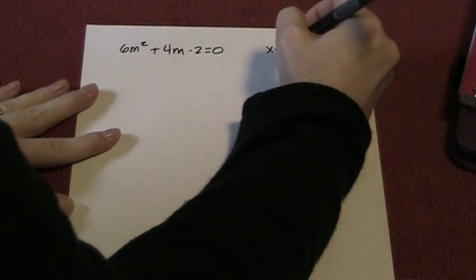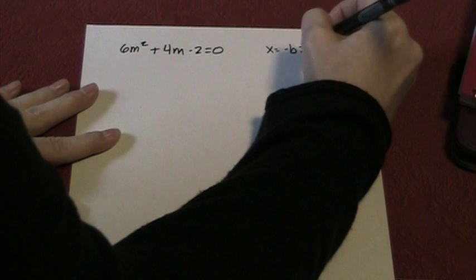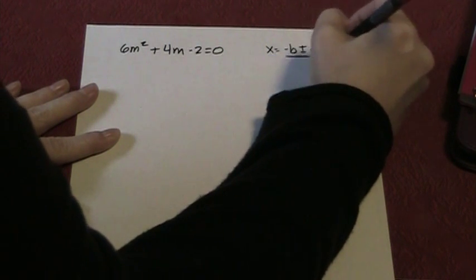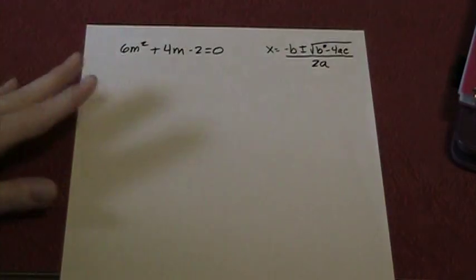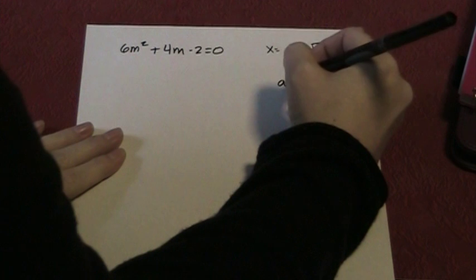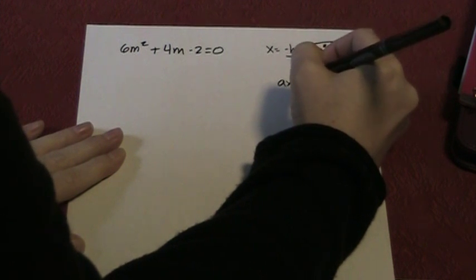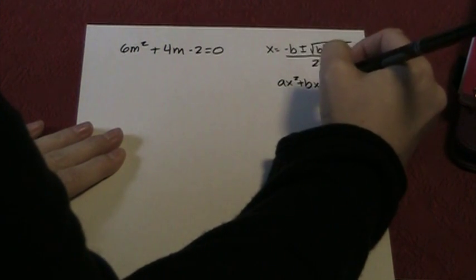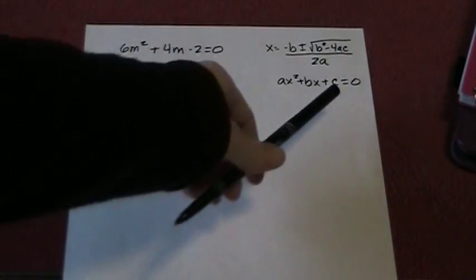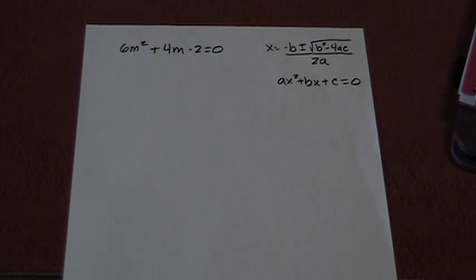So the quadratic formula is x equals the opposite of b plus or minus the square root of b squared minus 4ac, all over 2a. And we are using a, b, and c from the standard form, ax squared plus bx plus c equals 0. Please note that no matter what, your equation must equal 0 before you can use this formula.